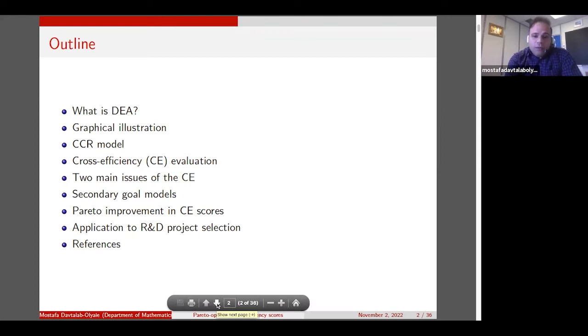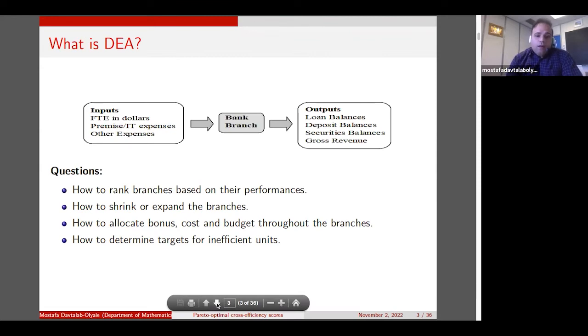So what is DEA? As I said before, DEA is a non-parametric mathematical approach to evaluate the efficiency or performance of decision-making units, or DMUs.